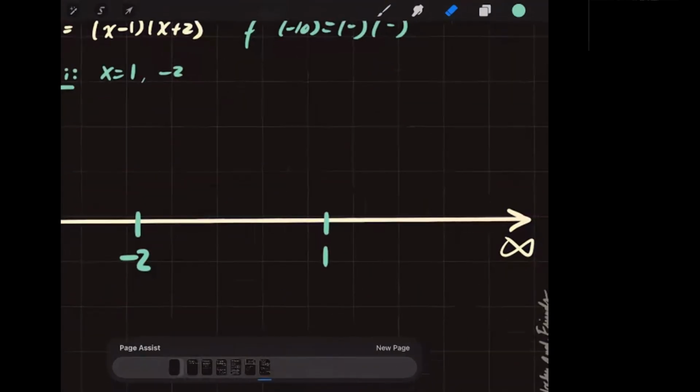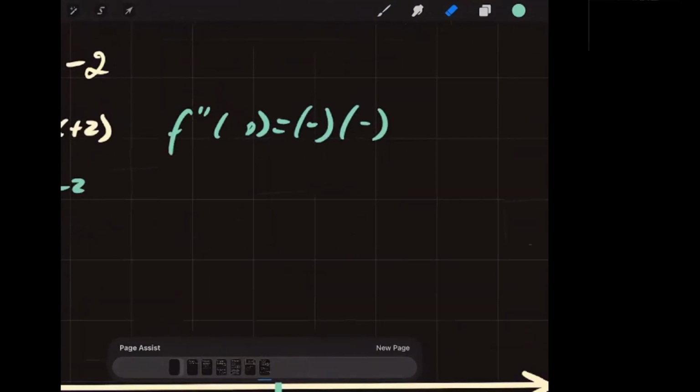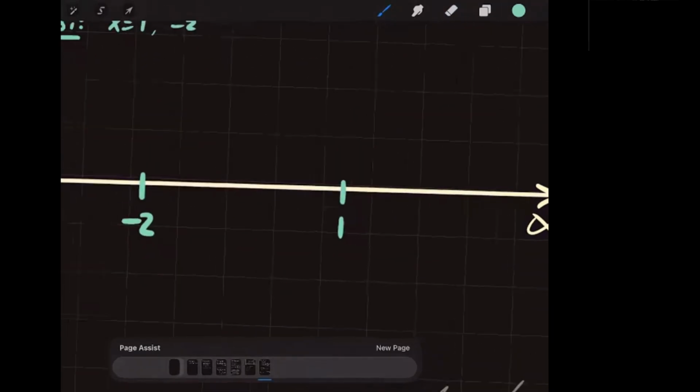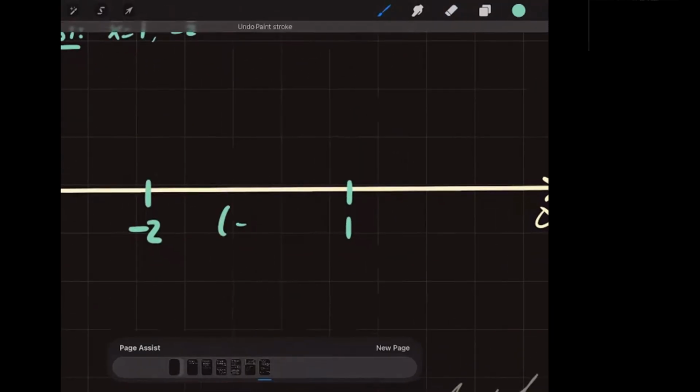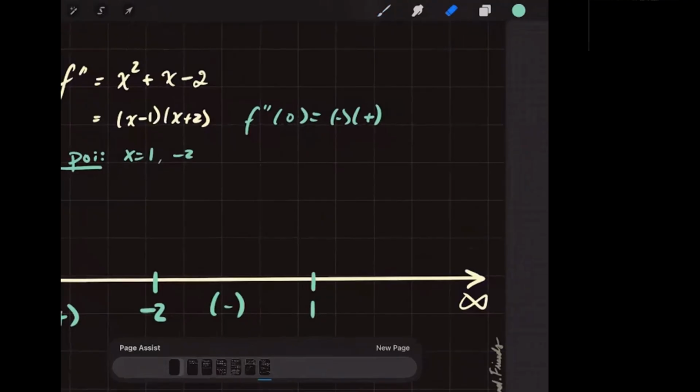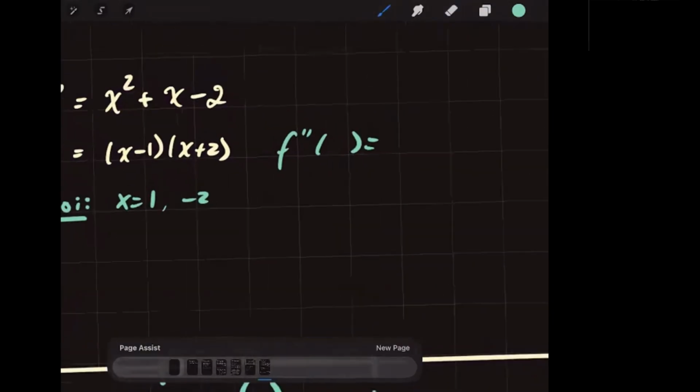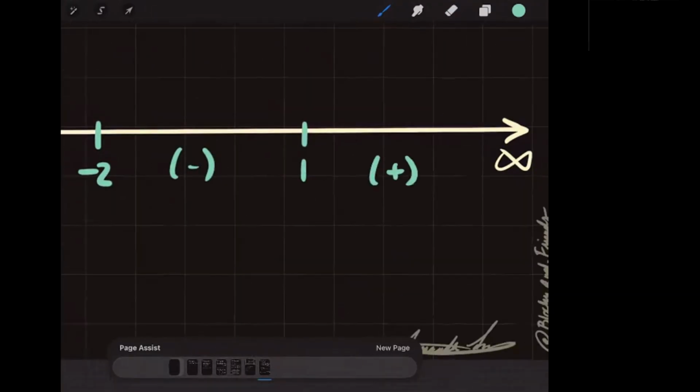Okay. I'm gonna choose a number between -2 and 1. I'm gonna choose 0 because 0 is a nice and easy number to work with. Okay. And that's going to be a negative number and a positive number, which is negative. All right. And finally, we're going to choose a very big positive number. I'm going to choose like 10. That's going to be positive and a positive, which is positive, just like that.